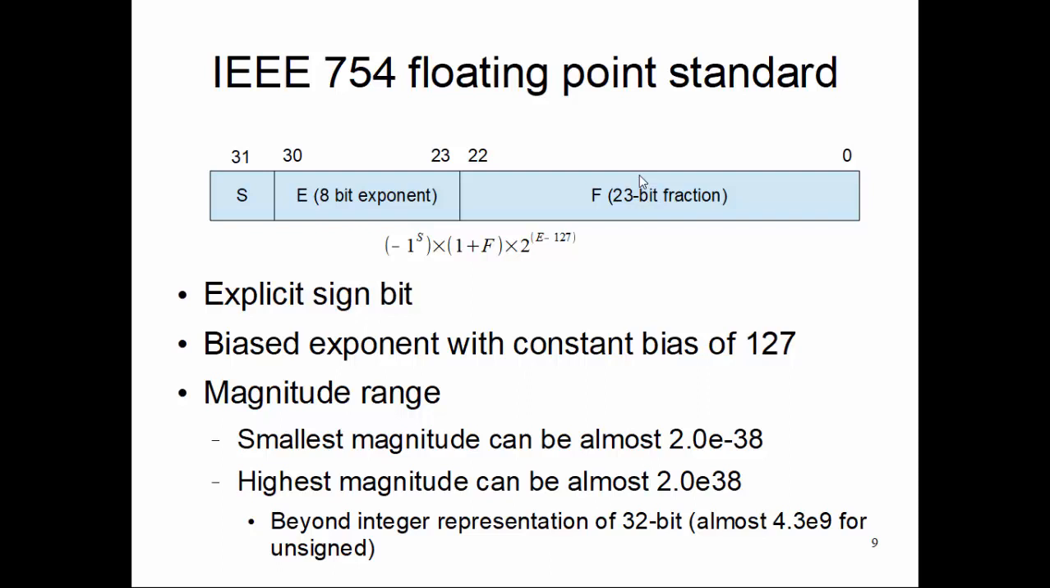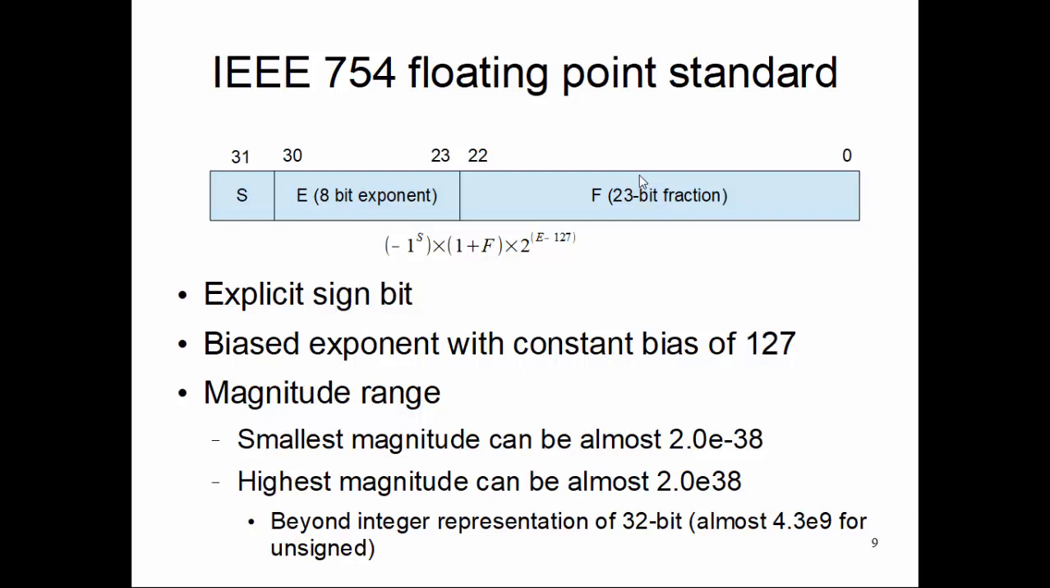That means if e is 0, your power of 2 is minus 127. If e is 255, then your power of 2 is plus 128. So this is how we do a fractional representation.